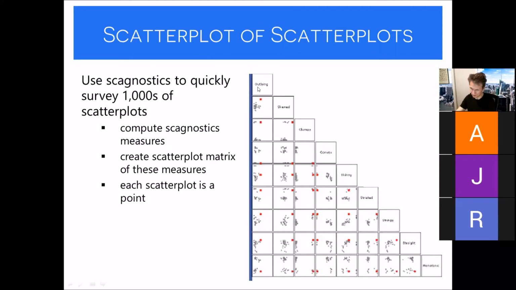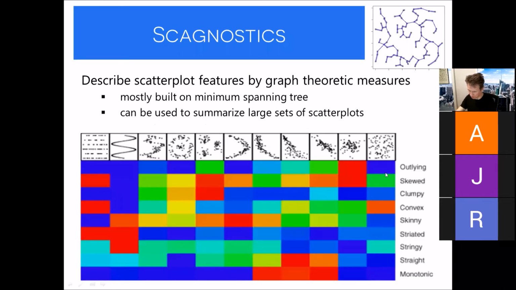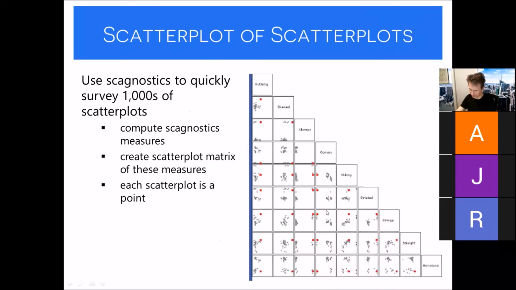The scatterplot of scatterplots, where I can make a scatterplot matrix based on the ratings each of these scatterplots have. So each scatterplot essentially is now a point here. These are the dimensions that I showed here: outlying, skewed. They built these dimensions in a scatterplot matrix. And then each point is a scatterplot now, because I rated each scatterplot in terms of these metrics. Then I can look at my distribution of scatterplots overall. Do I have lots of skewed scatterplots? Do I have lots of skinny ones? Things like this. So you can visualize the scatterplots in an abstracted way. So that's basically scatterplot diagnostics.